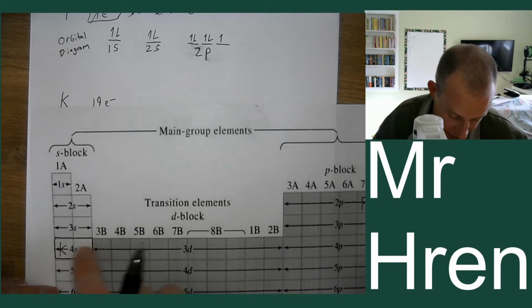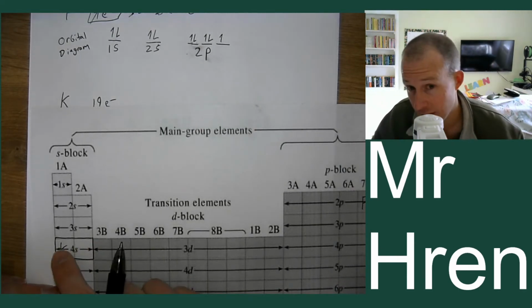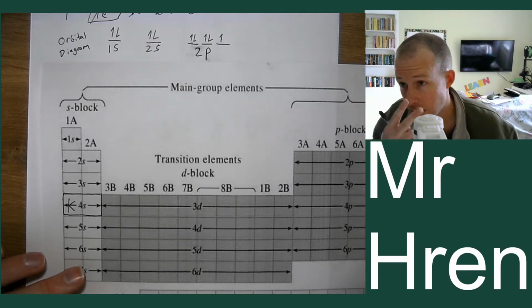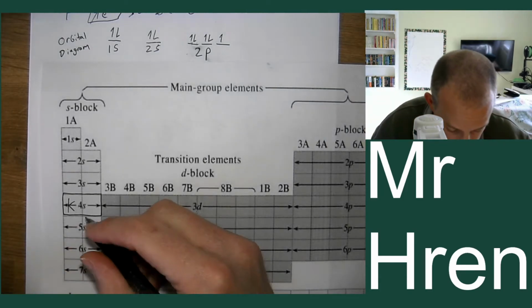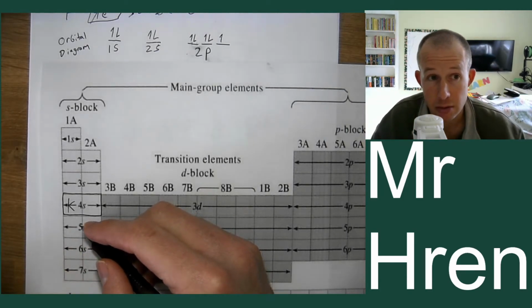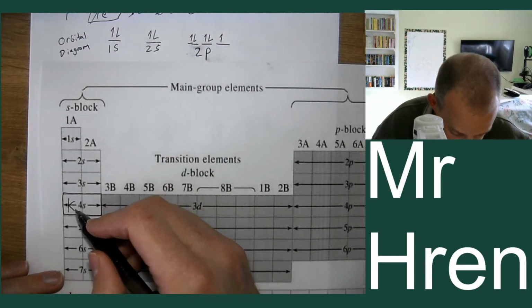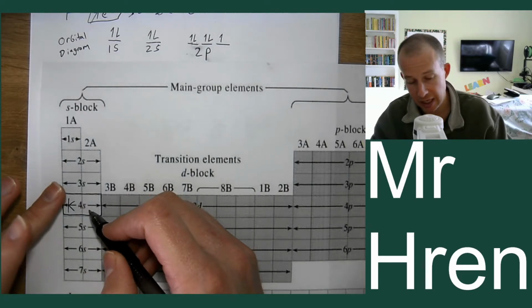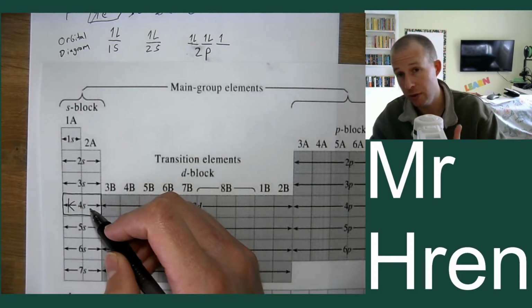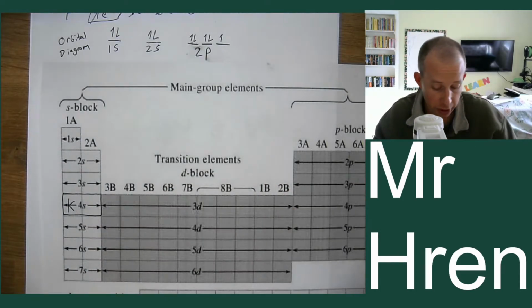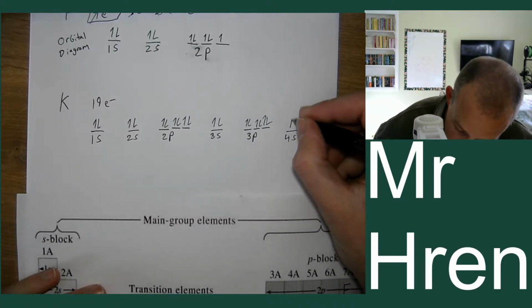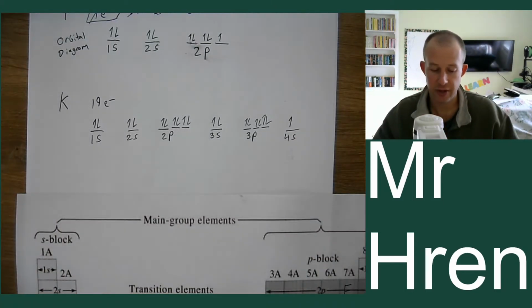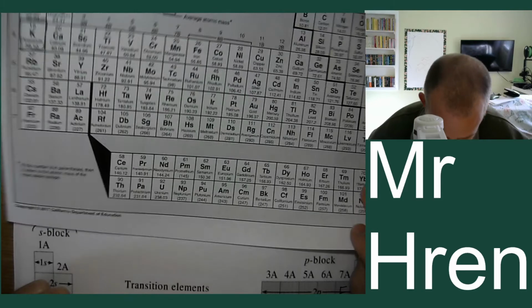How many boxes are there in 4s here? Well, there's 2. Each box represents an electron. So if K is in the first box, 1 electron. If you had the second element, which would be calcium, there'd be 2 electrons, but there's only 1, so you just put 1. It's much faster. So that's the orbital diagram for potassium. Let's keep going here.